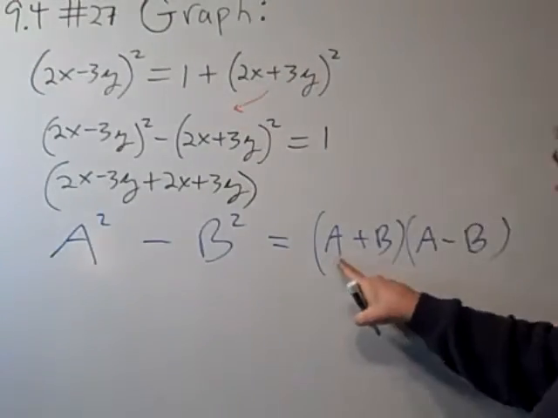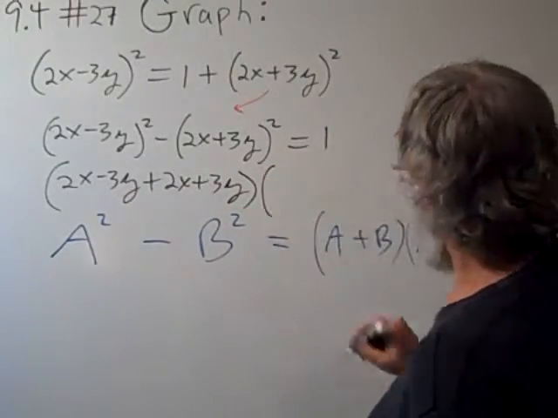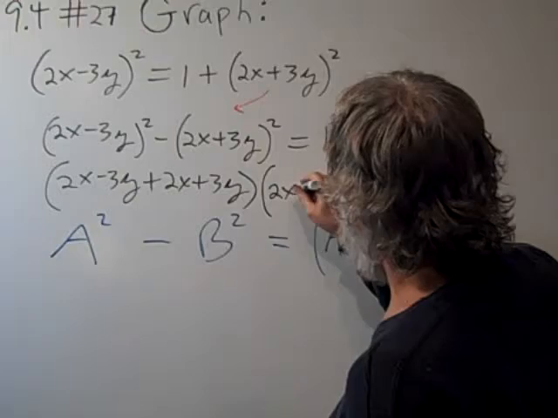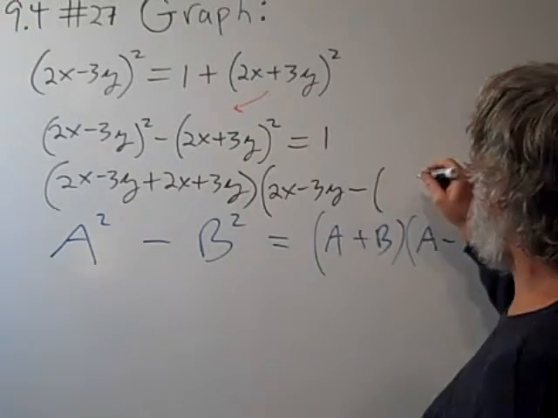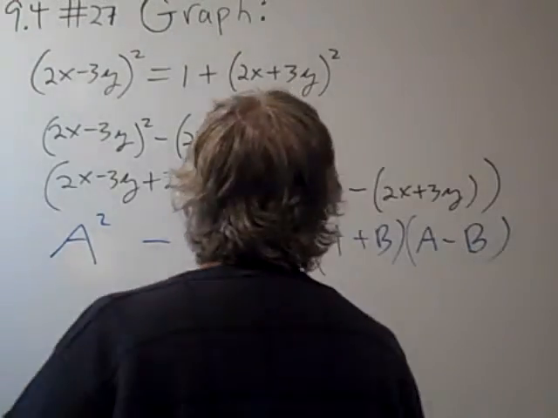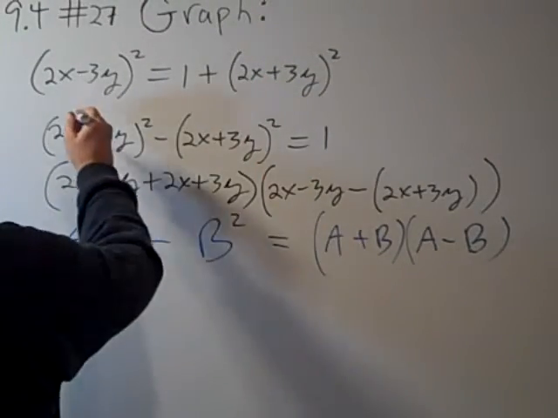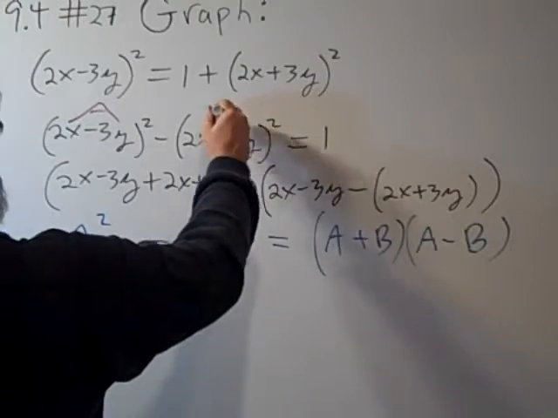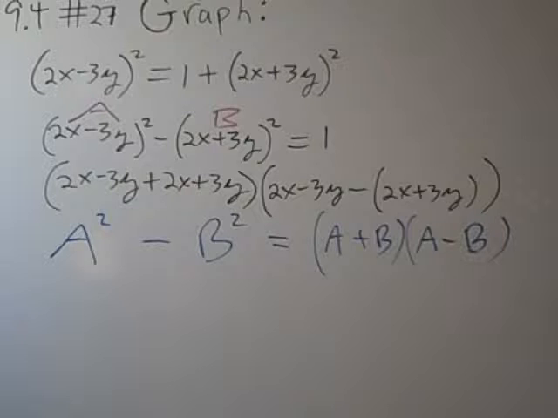times (a minus b). That's (2x minus 3y minus the b, which is 2x plus 3y). To help you here, let me write in that this is the a that's being squared, and this is the b that's being squared. Everything in the parentheses there, that might help you to see what we were just doing. Oh, and all of this equals 1.